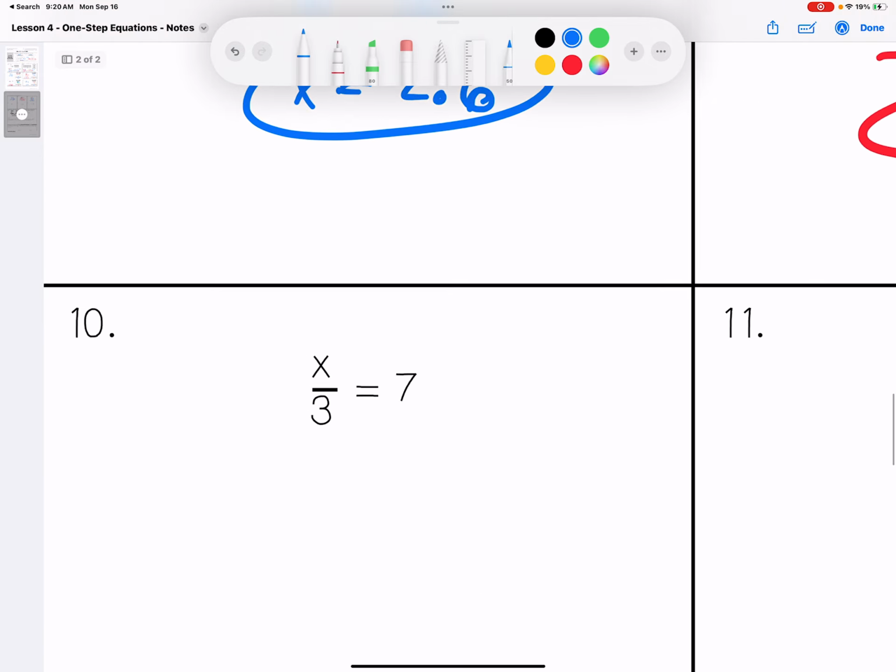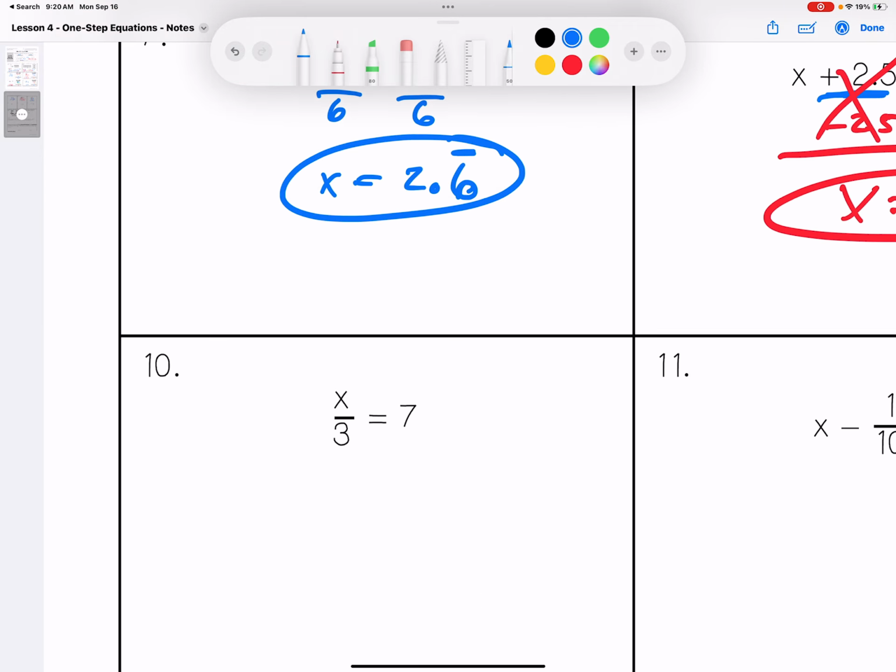All right. x over 3, that is division. So what is the opposite of division? It is multiplication. So we're going to multiply both sides. Whatever you do to one side, you do to the other. Those cancel out. As I showed you earlier, there is a process for that, but you don't have to show me every time as long as you know they cancel out. x is going to equal 7 times 3, which is 21.